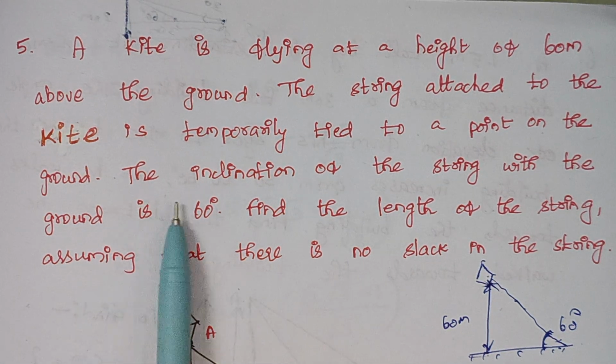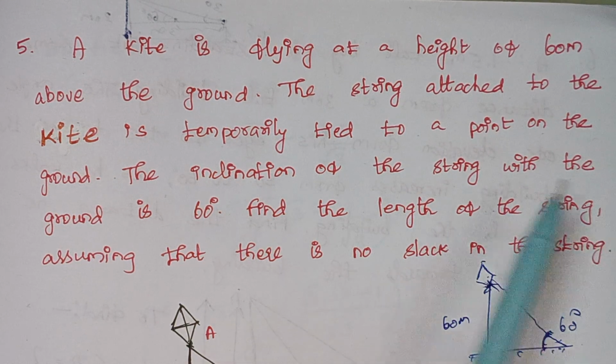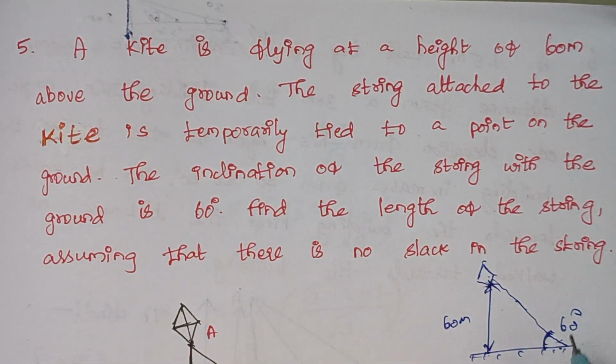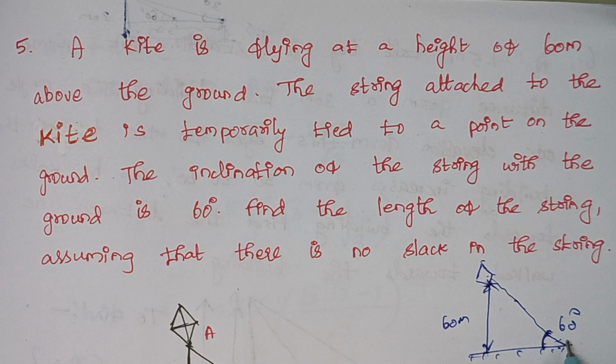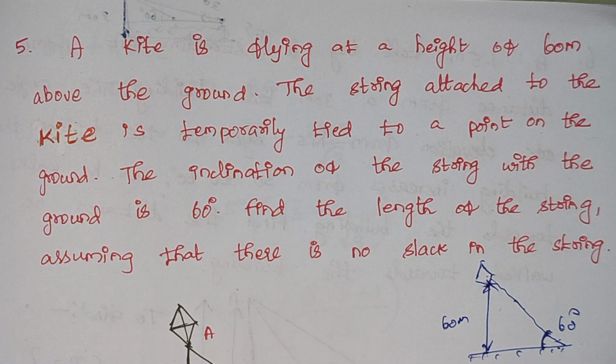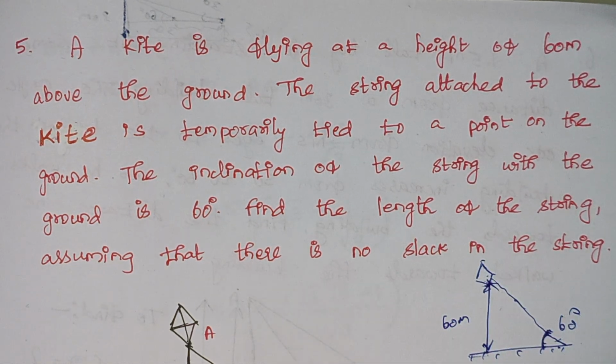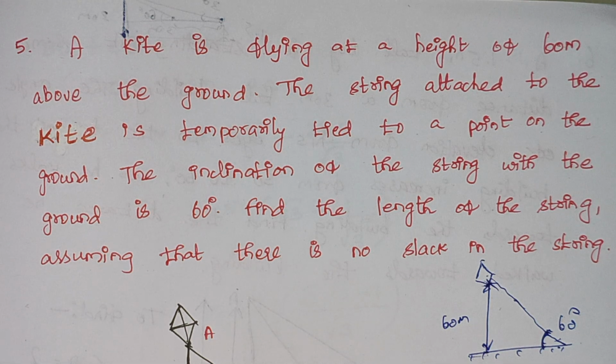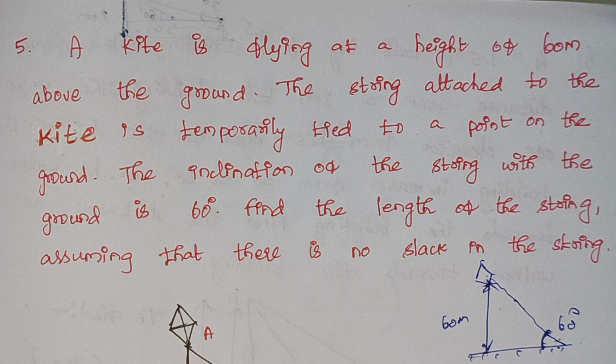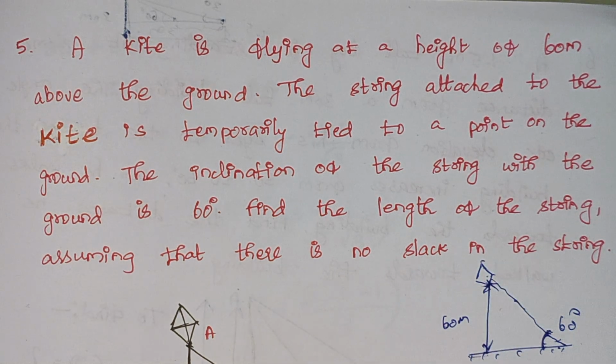Right. So the inclination of the string with the ground is 60 degrees. So the angle that the string makes with the ground is 60 degrees. So find the length of the string, assuming that there is no slack in the string. So what do you mean by slack here? That is the rope is stretched. There is no sag. There is no dip. The rope is held straight. That is just like a straight line. The rope is very stiff. That is the meaning. So find the length of the string, right?